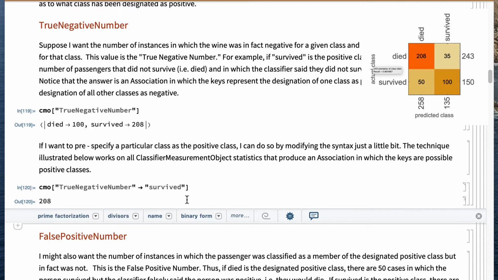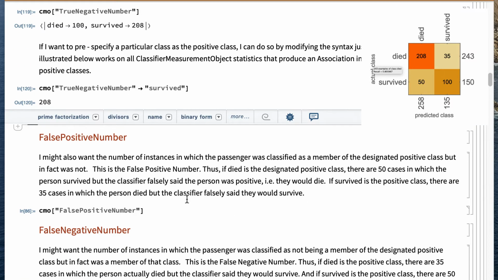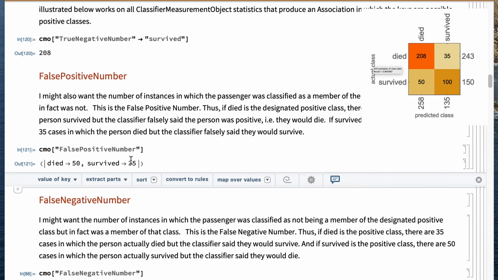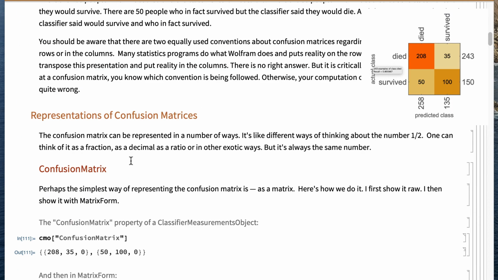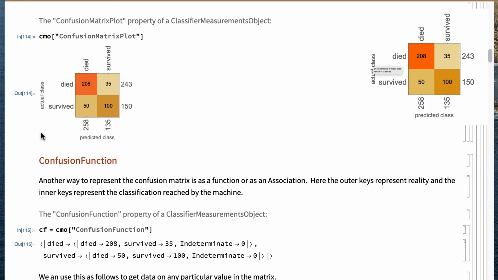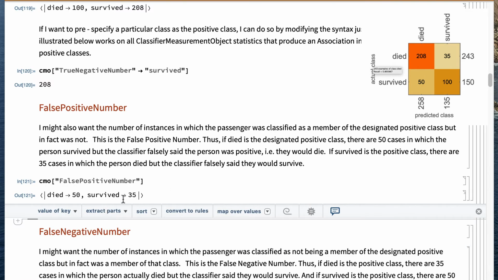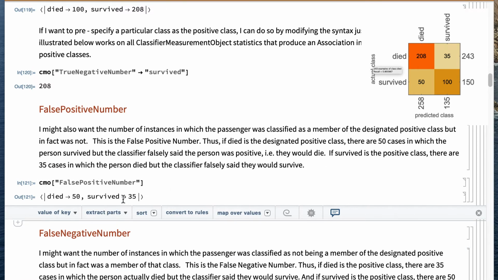Okay, so we have the true negative number, false positive number. False positive are people that you thought would be positive, but you were wrong. So in our case, if we were to designate survived as the positive class, then there would be 35 people that we thought were positive, but we were wrong. They are in fact negative because they died. Okay? So that is the false positive number.